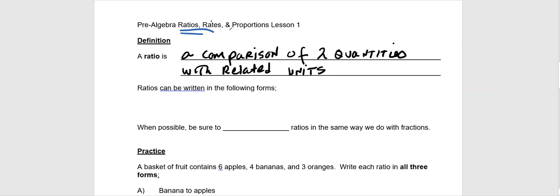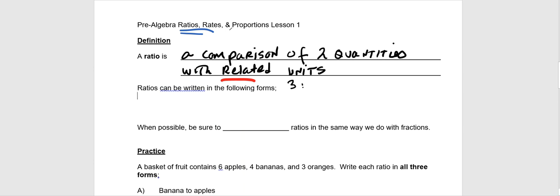So this is really a key. It's a comparison of two quantities with related units. So if you see a definition, that's the word that you're looking for to make sure that we're talking about a ratio. Now, you've probably seen in the past that ratios can be written in any of three forms.